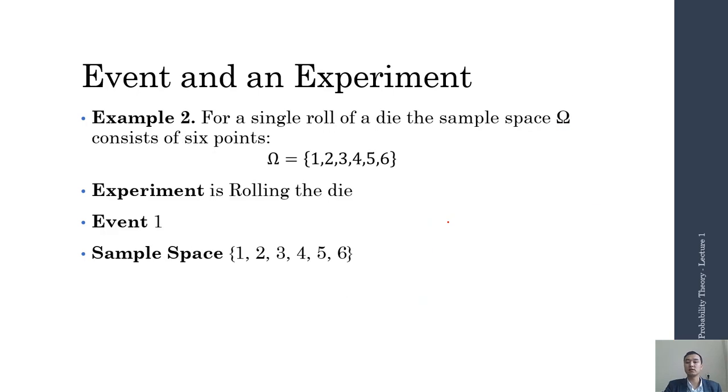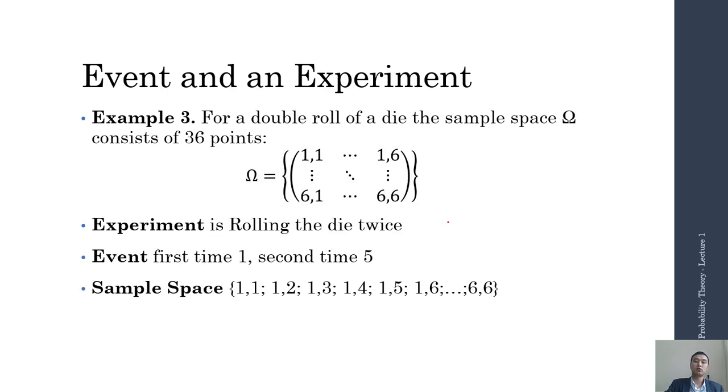For a single roll of a die, the sample space omega consists of 6 points, as we just showed on the previous page. For a double roll of a die, the sample space omega consists of 36 points, because when I roll a die the first time, I get 6 possible outcomes. When I roll it the second time, I still get 6 possible outcomes. In total, I will have 36 possible outcomes.